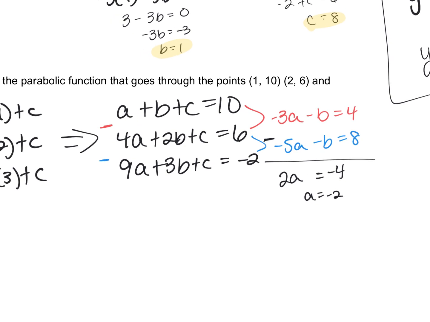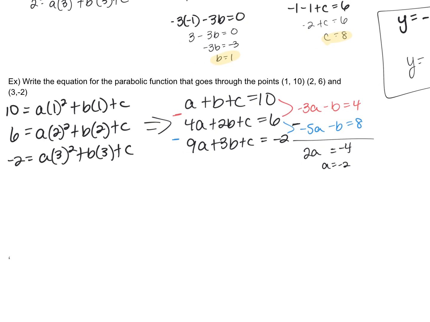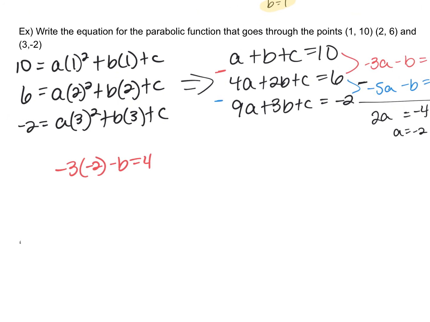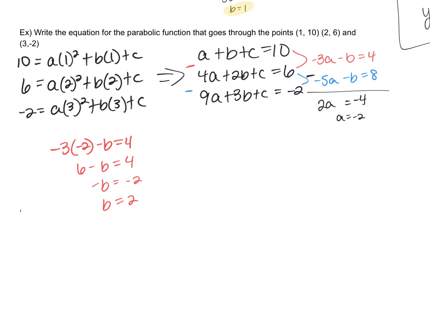All right, let's plug it back in. I'm just going to do the red one, doesn't matter. Solve for b. So that's going to be negative 3 times negative 2 minus b equals 4. 6 minus b equals 4. So then negative b equals negative 2. So b is 2. Then the last step, plugging it into, I'm going to do that top equation. It definitely looks like the easiest. So negative 2 plus 2 plus, we still don't know c equals 10. Those cancel each other out. Sweet. So we've got c equals 10.